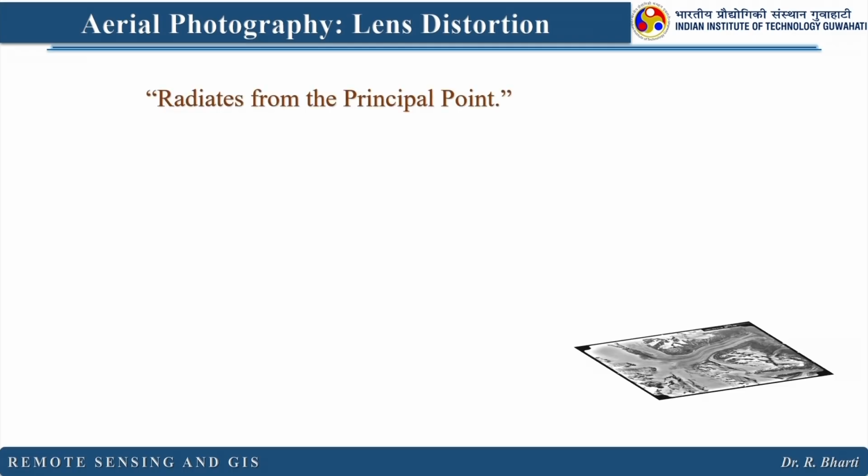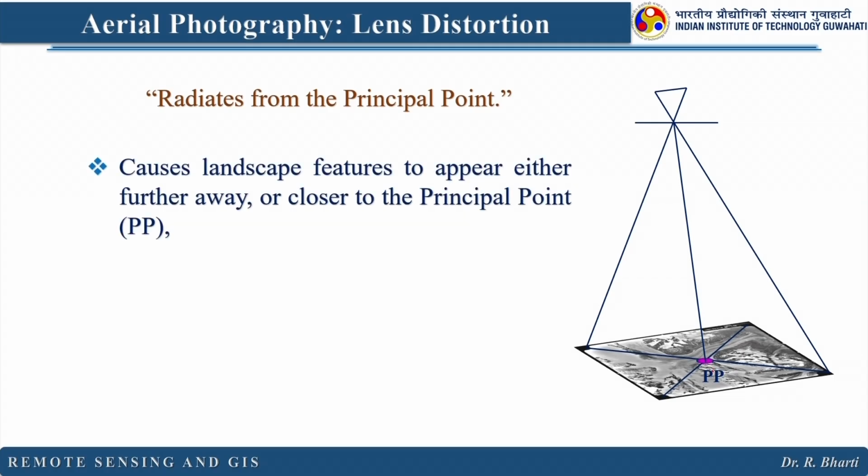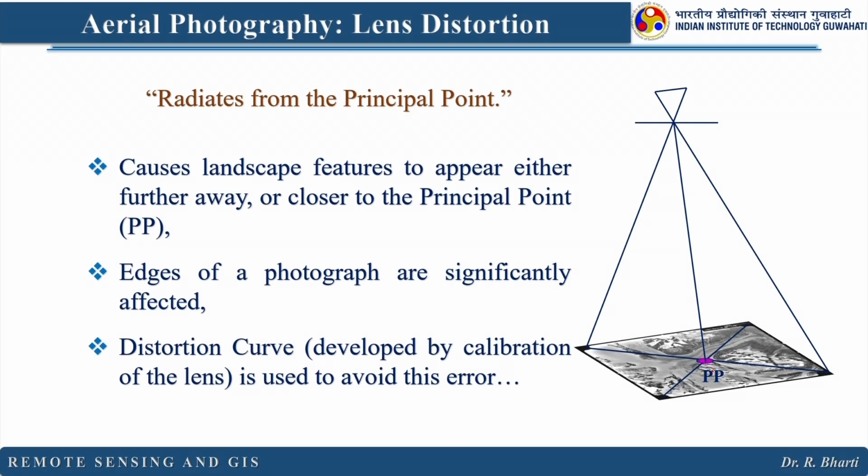So, this lens distortion radiates from the principal point, that you are familiar with, the PP, and it causes a landscape feature to appear either further away or closer to the principal point. Edges of the photograph are significantly affected, you remember the last slide, and a distortion curve developed by calibration of the lenses is used to avoid this particular error.